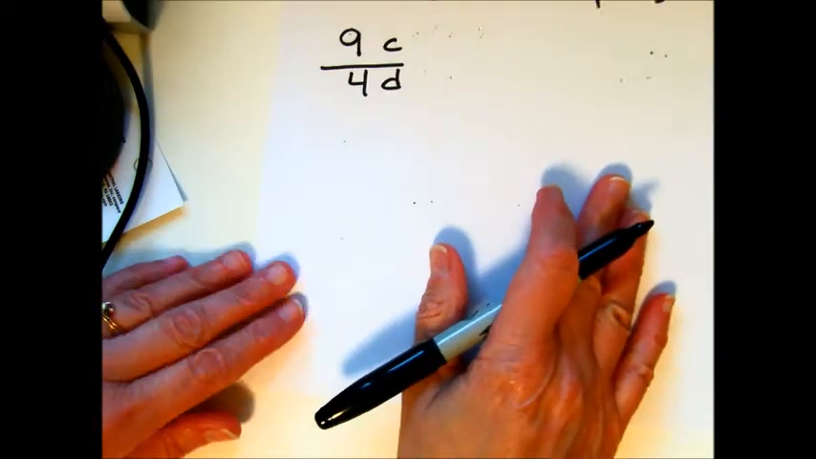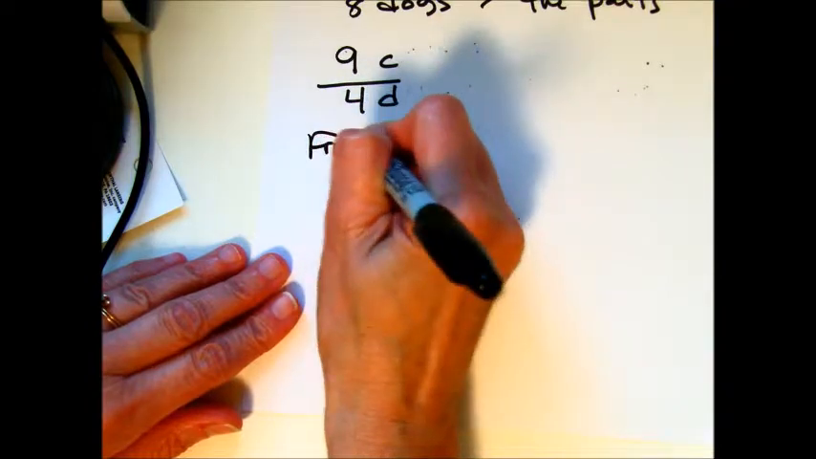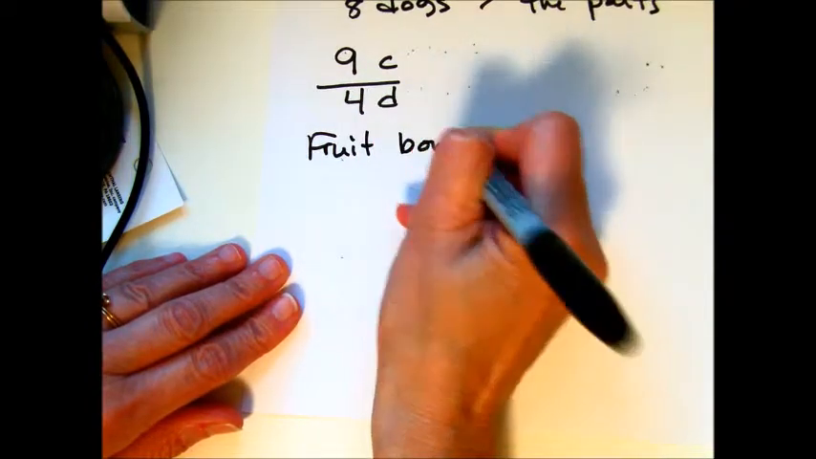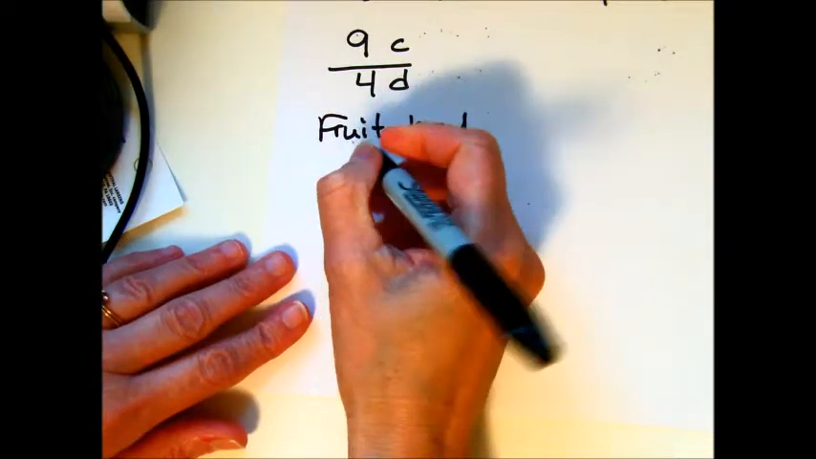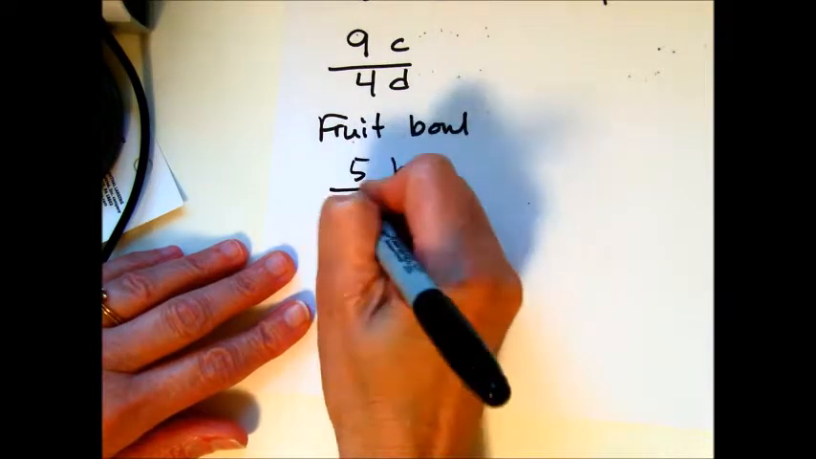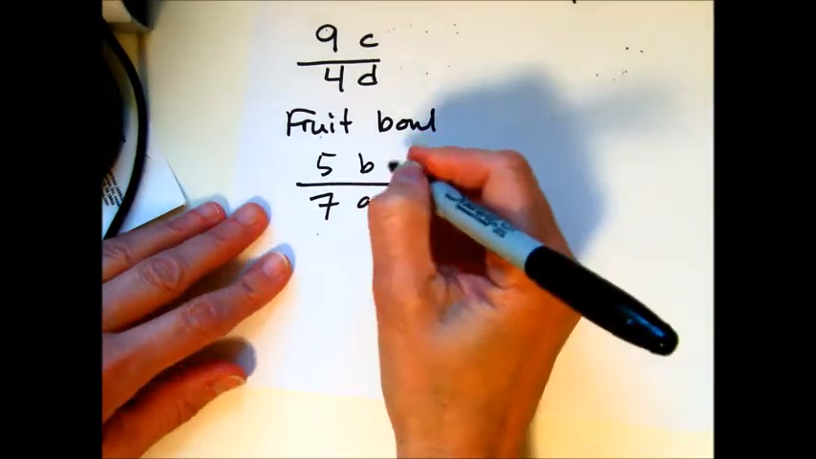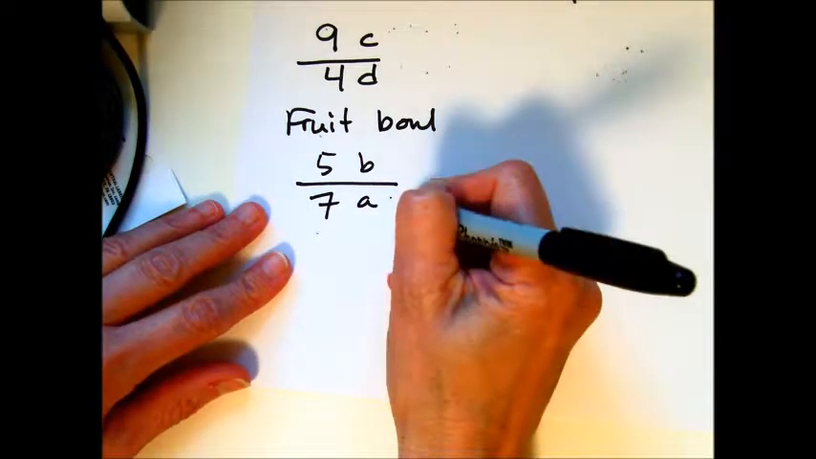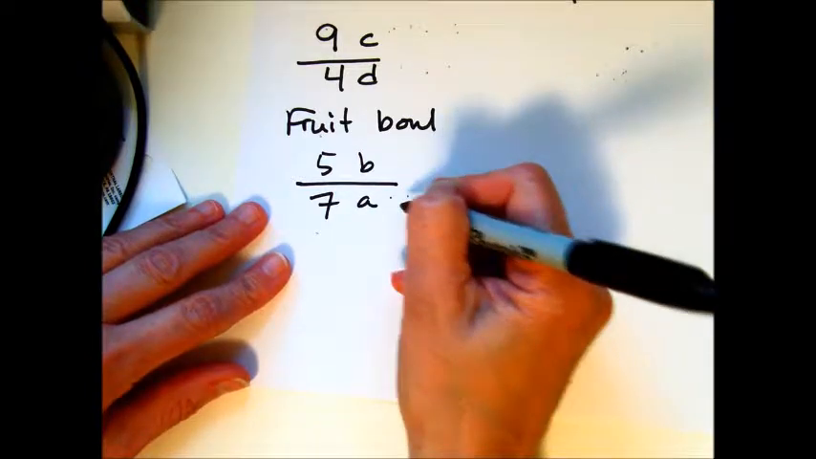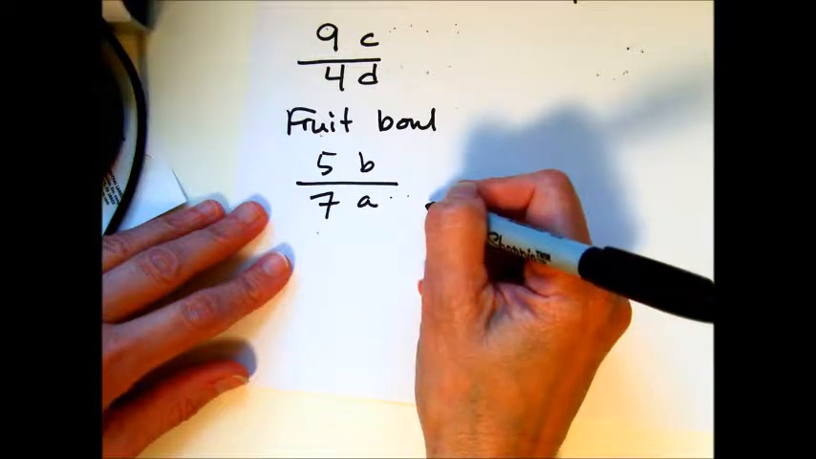Another example, say you've got a fruit bowl on your counter, and you have, say, 5 bananas, and you have 7 apples, okay? So again, we're talking about the parts here. We're not talking about the total number of fruit in the fruit bowl.